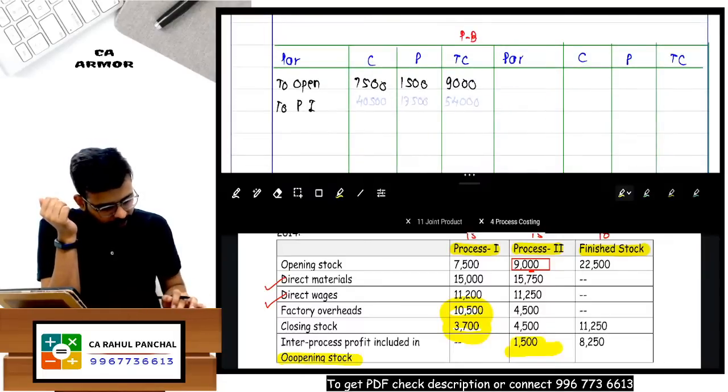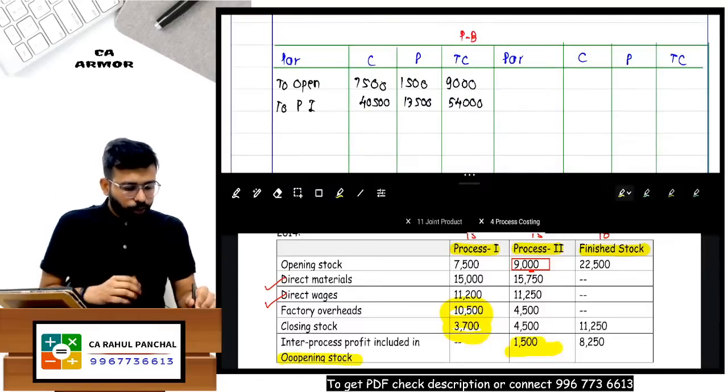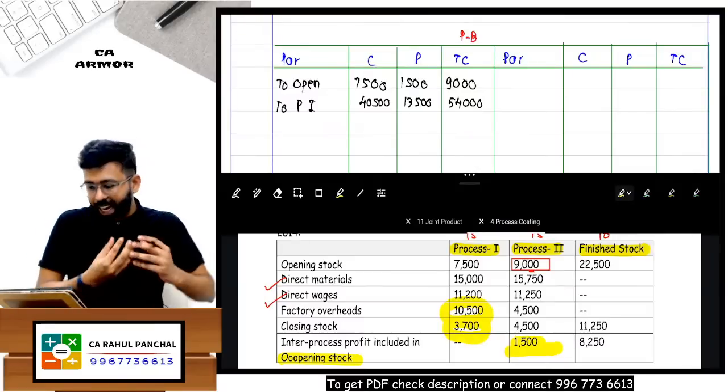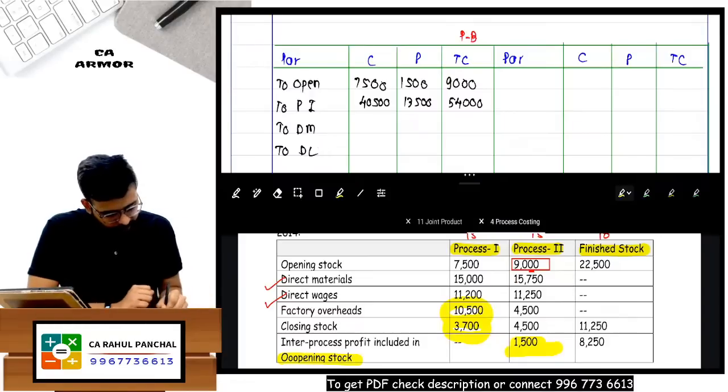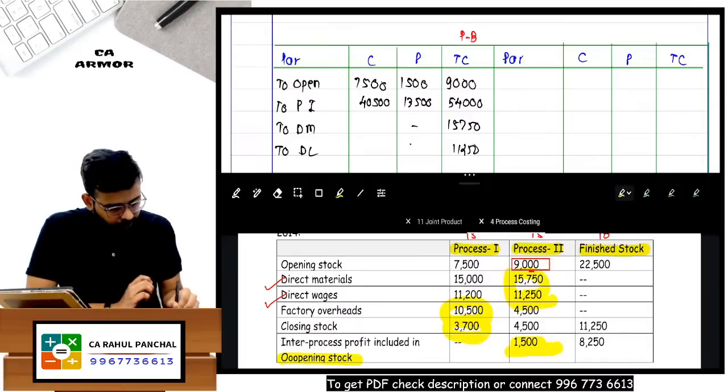Okay, so now understand this. After adding this, now you will say normal. Then I have incurred a cost. As a process 2, I have incurred some cost. So I will say direct material, then I will say direct labor. What is the value which is appearing over here? So I will write 54,750. Again, the company has incurred the same amount. It doesn't have any profit in between.